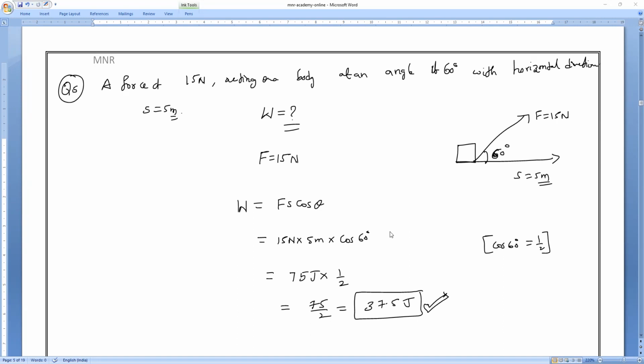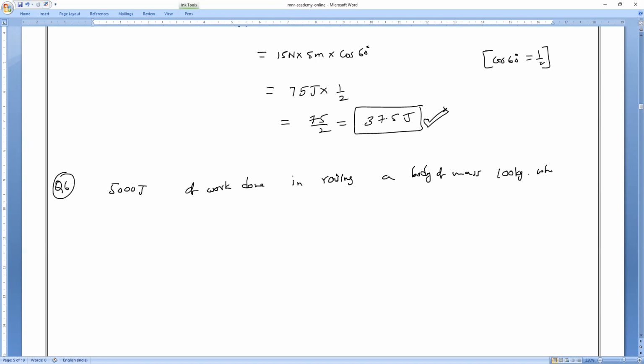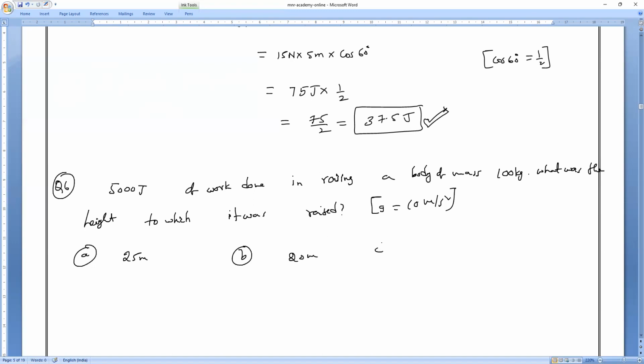5,000 joules of work was done in raising a body of mass 100 kg. What was the height to which it was raised? Option A, 25 meters. Use g value 10 meters per second square. Option B, 20 meters. Option C, 5 meters. Option D, 2.5 meters. Do it fast and tell me.